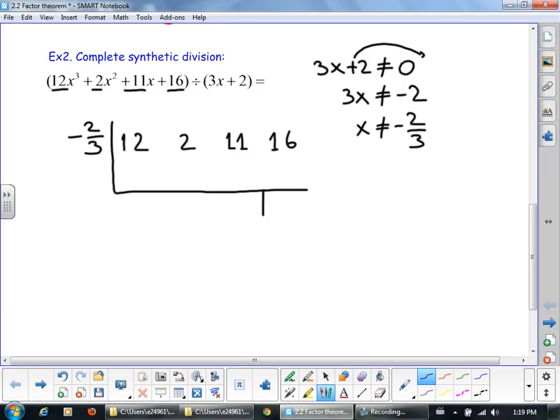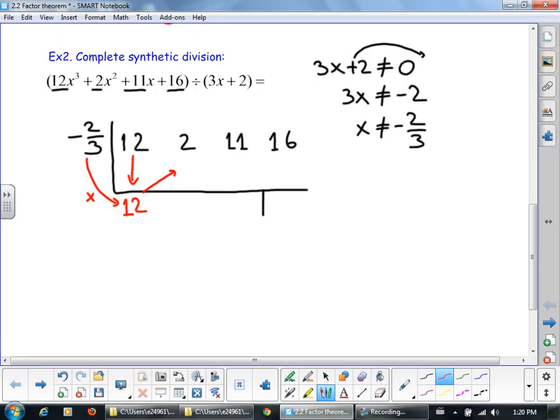And now we can actually start performing the synthetic division. If you remember, the first step is to drop the first coefficient down and rewrite it. In this case it's 12. And then the next step is to multiply the restriction with that first coefficient and to write the result under the next coefficient. In this case it's 2.